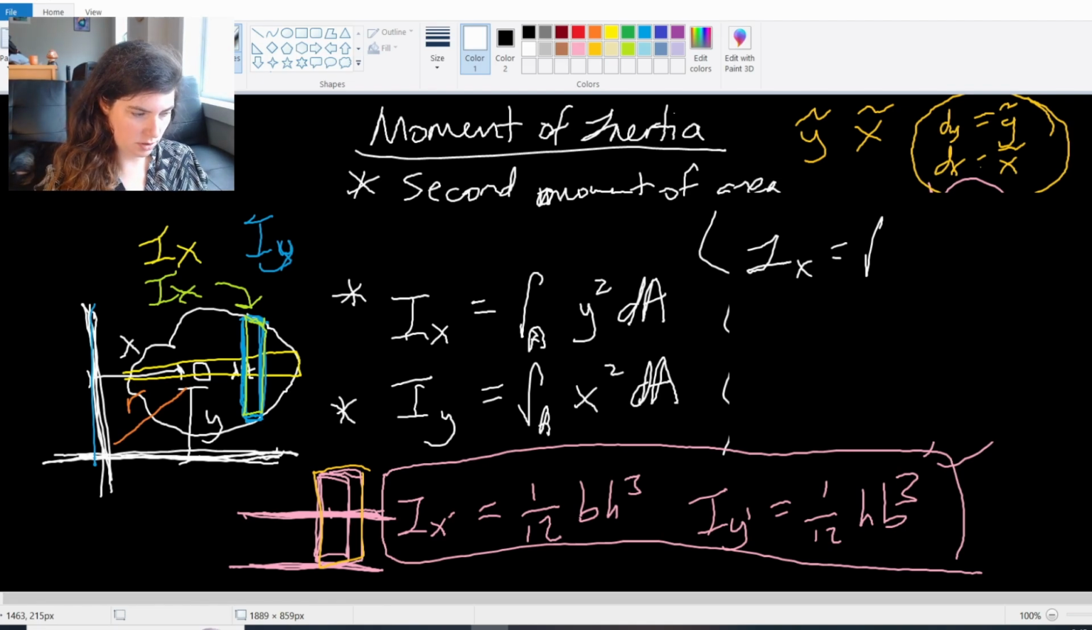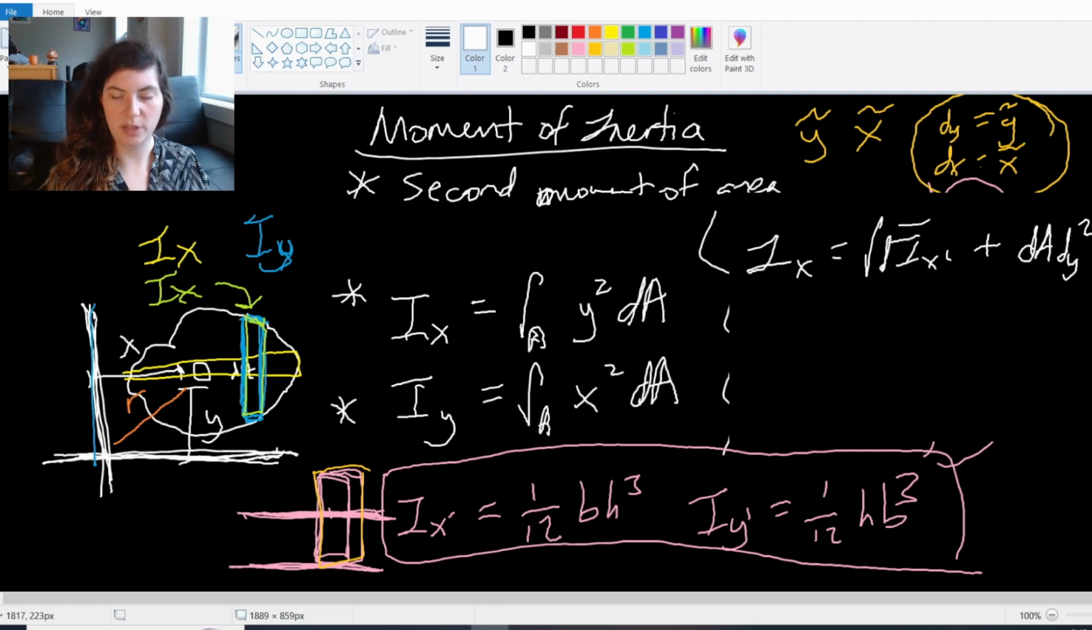Our integral of d I bar x prime plus dA d sub y squared. So you'll often see this as an integral because, since we're taking these differential slices, you're going to have a dy or a dx term that enters into both of these. So we're still going to have to take integrals with our parallel axis theorem equations.